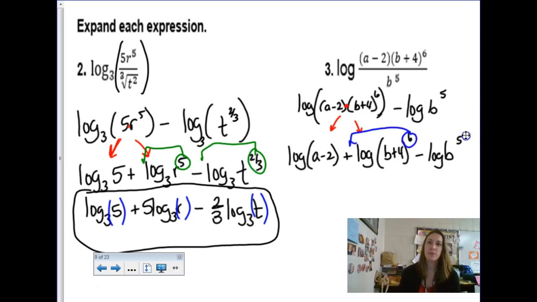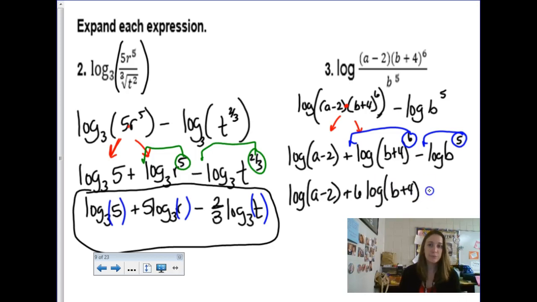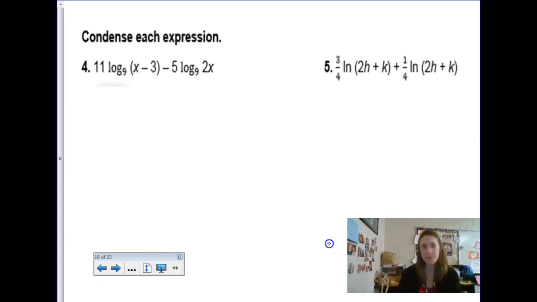So that exponent comes down and that exponent comes down. So log of a minus 2, which you cannot split, plus 6 log of b plus 4, which you cannot split, minus 5 log b. Alright, so I told you we're just going to use the same properties, we're just stepping it up quite a bit from our Algebra 2 lives.